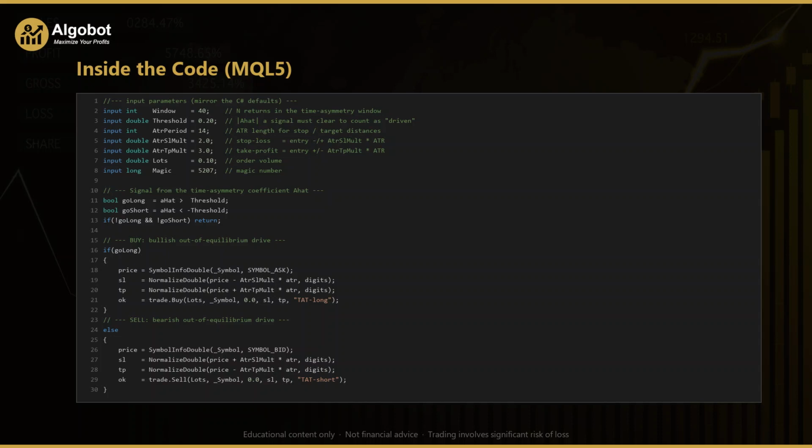If neither is true, the function simply returns and waits for the next bar. Now look at the two entry branches. In the buy branch, the strategy reads the ask price, places the stop loss below the entry by AtrSlMult times ATR, places the take profit above the entry by AtrTpMult times ATR, and calls trade.buy with those levels. The sell branch is the mirror image. It reads the bid price, places the stop above the entry, places the take profit below by the ATR multiples, and calls trade.sell. Notice that both sides use the very same ATR distances, so the stop and target automatically widen in fast markets and tighten in calm ones. That's the whole entry engine, one clean symmetric rule for each direction.